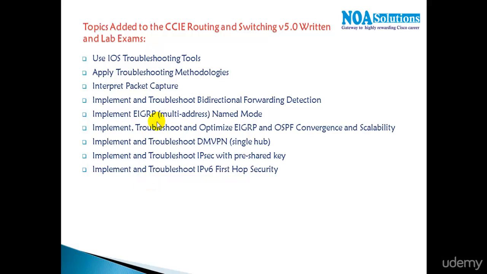And these are all the topics added in the new version of the CCIE written exam and the lab exam. Now these are the topics which will be covered in both the lab and the written exam, like DMVPN, IPv6 site-to-site VPNs, IPv6 first hop security, BFD, bidirectional forwarding detection, and some packet capturing, interpreting the packet captures. It will be in the diagnostic section, and then EIGRP named mode. This is the new configuration in EIGRP. We'll be getting into that in the IGP sections.